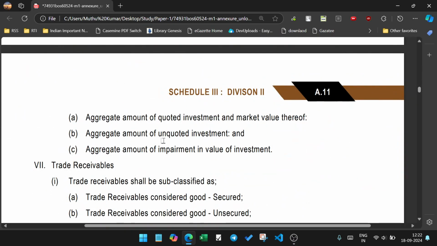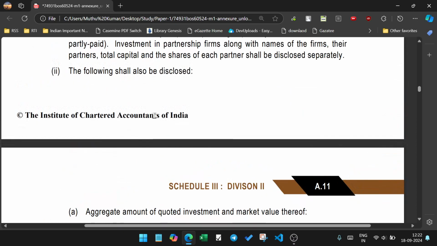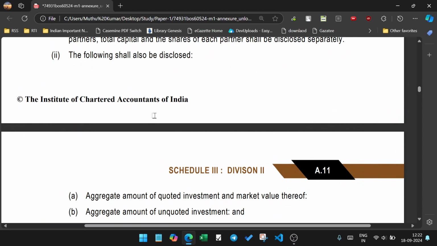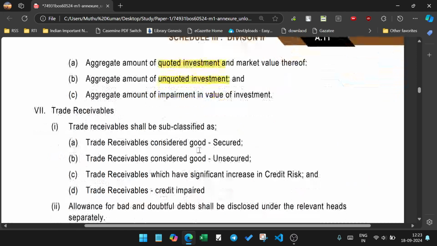The following shall also be disclosed: the aggregate amount of quoted investments and the market value thereof, the aggregate amount of unquoted investments, and the aggregate amount of impairment in the value of investments.